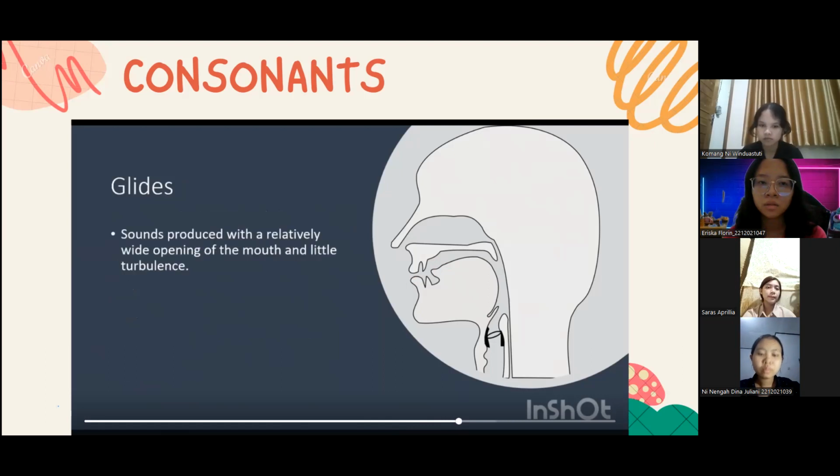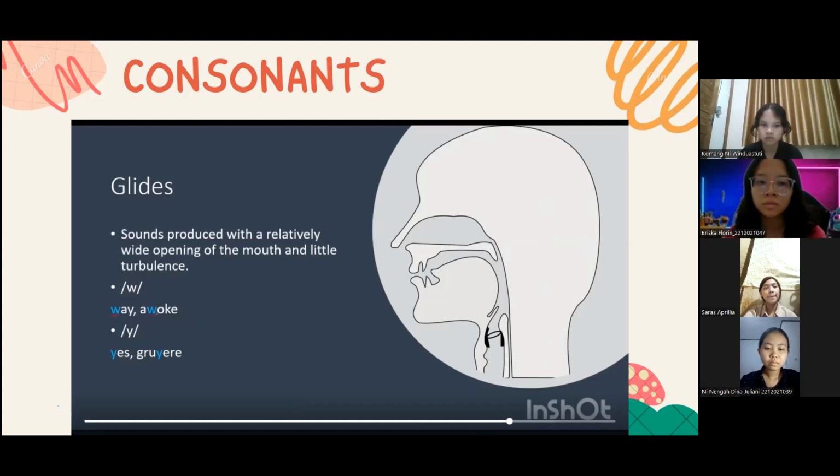The glides. The glides in the English language are the W and the Y, produced with a lot of air coming out of the mouth, just a really wide opening of the mouth. And you have way, for example, woo. There's a lot of space for the airstream to pass. The same thing goes for y, yes.